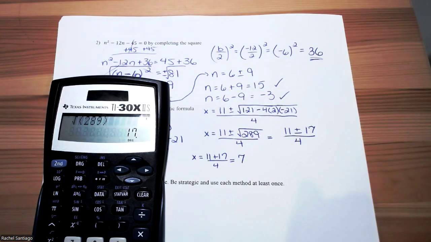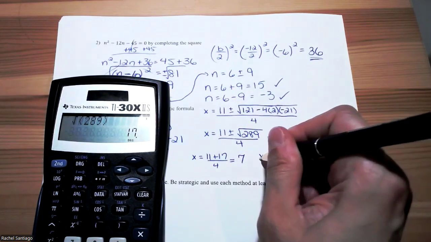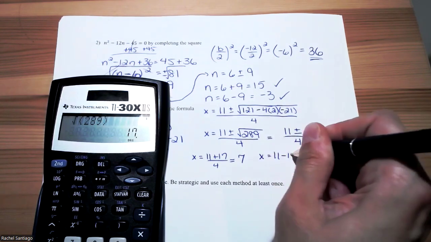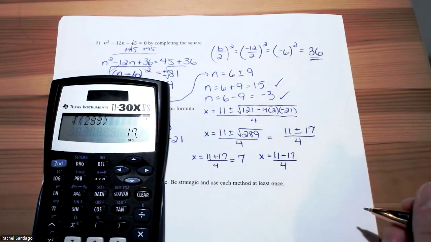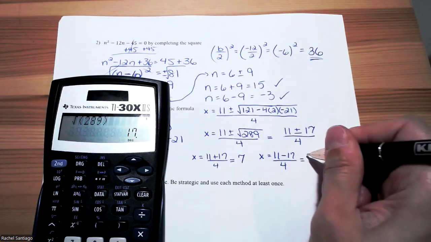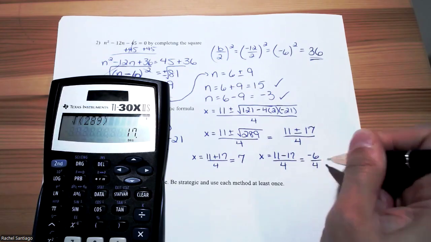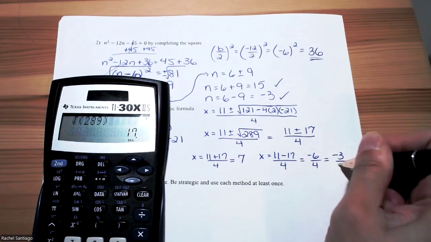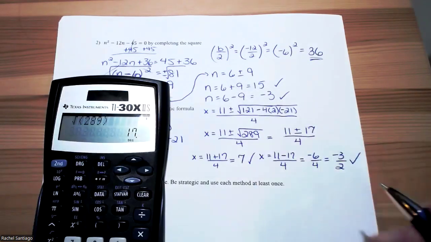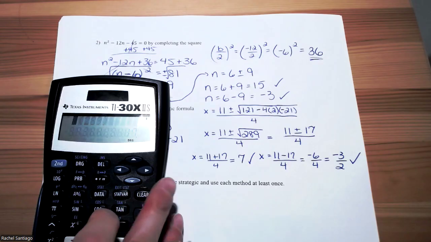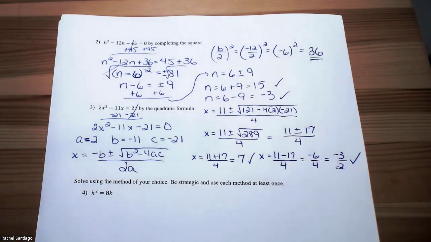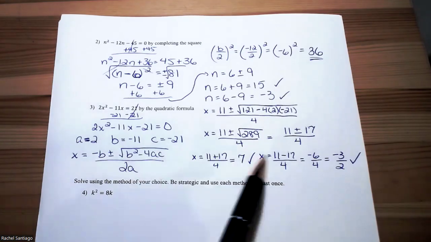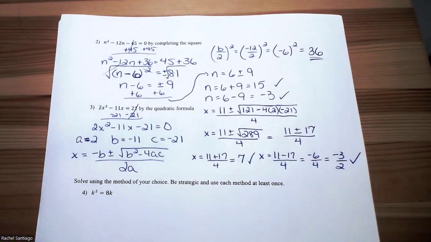There's my first solution. Next, we have 11 take away 17 over 4. If we simplify this, it gives us negative 6 over 4, but we can reduce that to negative 3 over 2. And 7 and negative 3 halves are our 2 solutions. Those are our zeros, which can also be known as our x-intercepts.